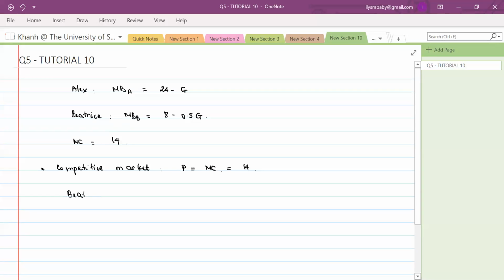So we go for her first. Her marginal benefit is equal to H minus 0.5G, and if you make that equal to 14, which is the price in the market, then you find that G is going to be a negative number. So we confirm that Beatrice is not going to buy any.